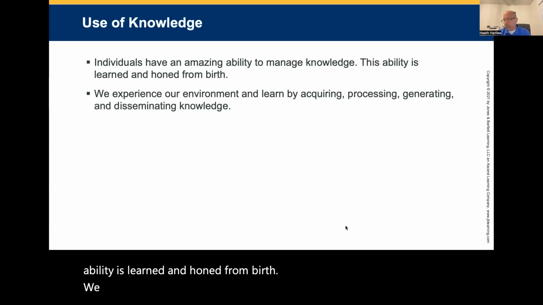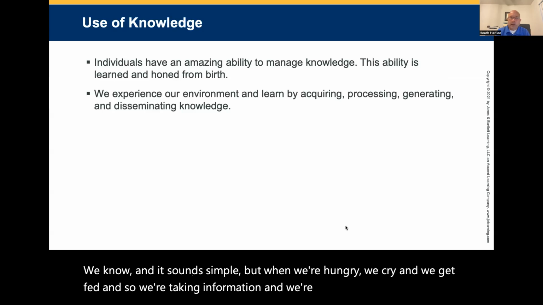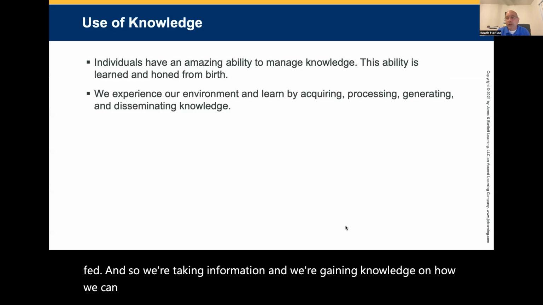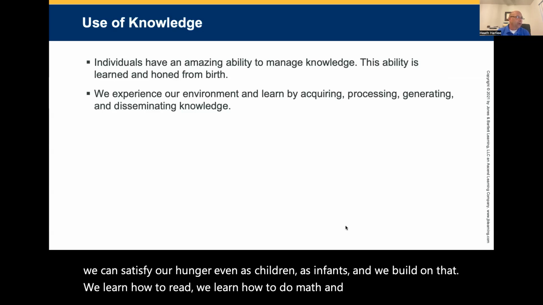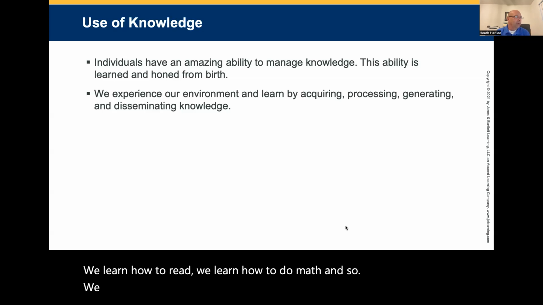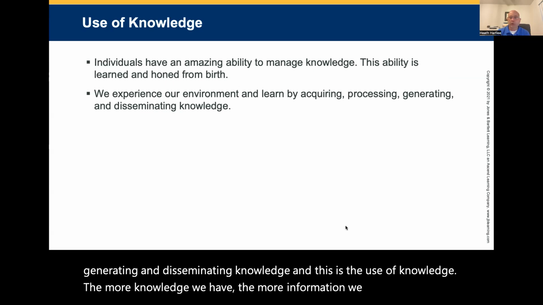We know, and it sounds simple, but when we're hungry, we cry and we get fed. And so we're taking information and we're gaining knowledge on how we can satisfy our hunger, even as children, as infants. And we build on that. We learn how to read, we learn how to do math. And so we also experience our environment and learn by acquiring, processing, generating, and disseminating knowledge. And this is the use of knowledge. The more knowledge we have, the more information we have, the more we know what to do with it.